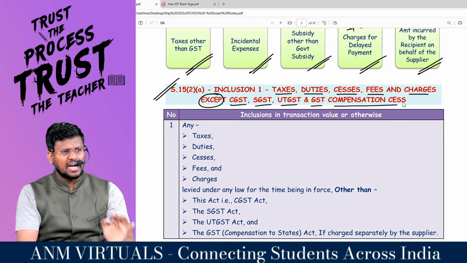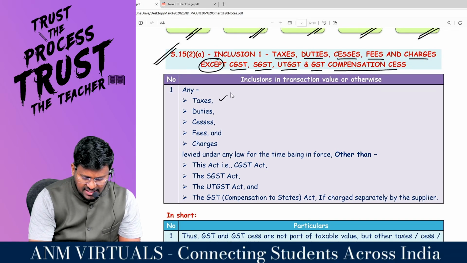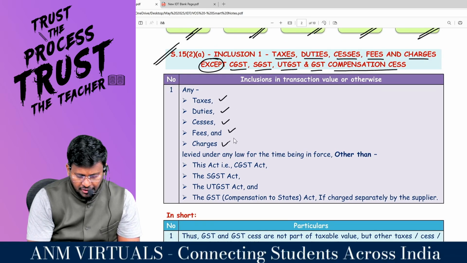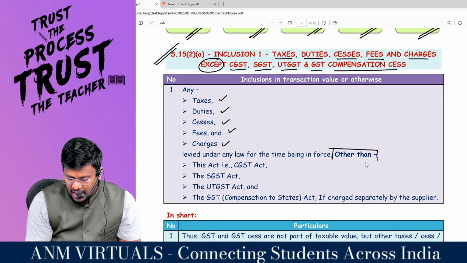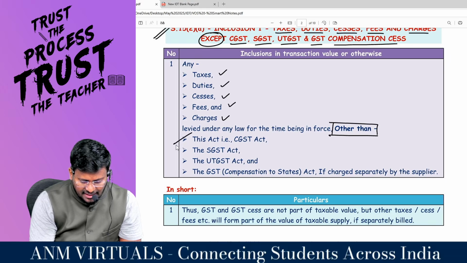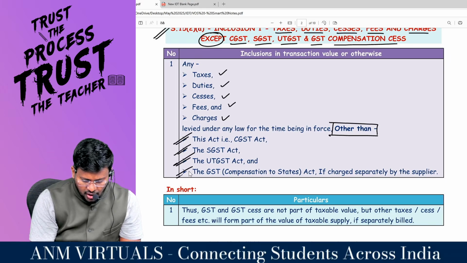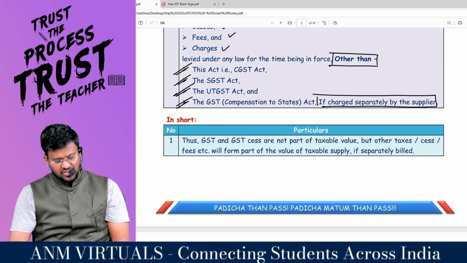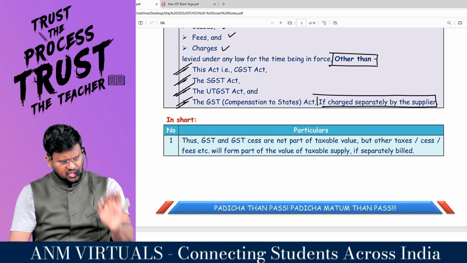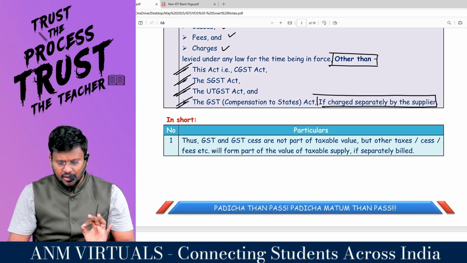All taxes other than GST should be included. Any taxes, duty, cesses, fees and charges levied under any law for the time being in force other than this Act, that is, the CGST Act or SGST Act or UTGST Act or GST Compensation Act, if charged separately by the supplier, should be included in the value of supply. What is a one-line summary of the entire discussion? All taxes other than GST should be included in the value of supply.